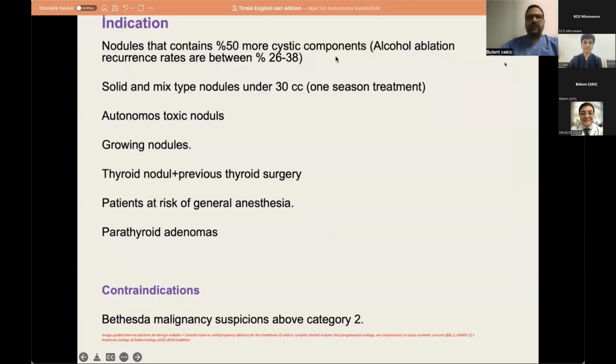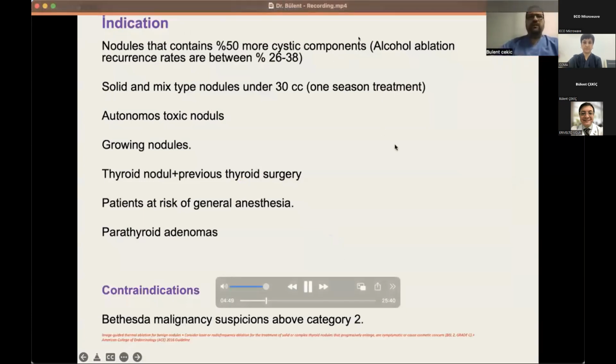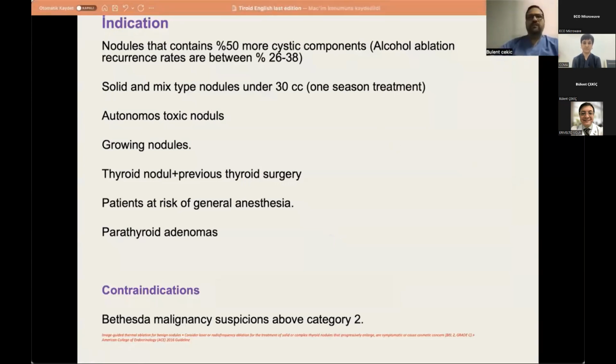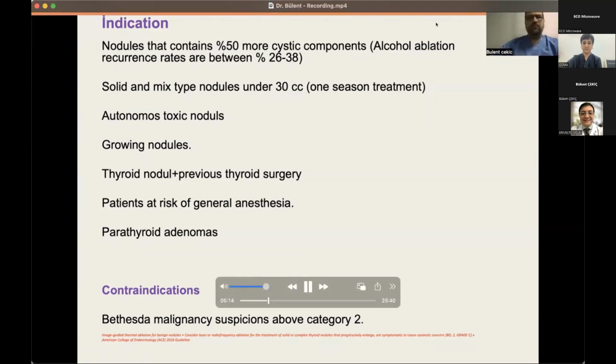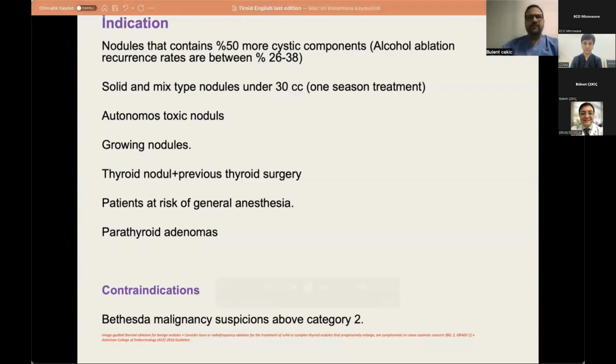In clinical practice, the indication is nodules that contain more than 50% cystic components, and solid and mixed-type nodules under 30 cc, because above 30 cc, we need a second session of thermal ablation. We must explain this to the patient. Also autonomous toxic nodules, growing nodules, thyroid nodules plus previous thyroid surgery, patients at risk of general anesthesia, and parathyroid adenomas.